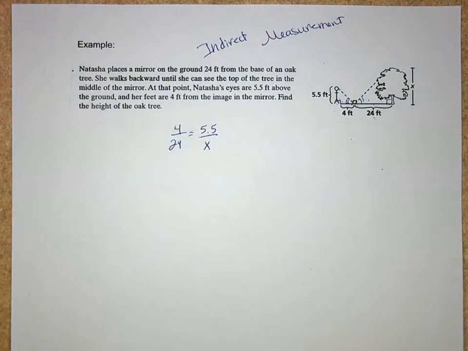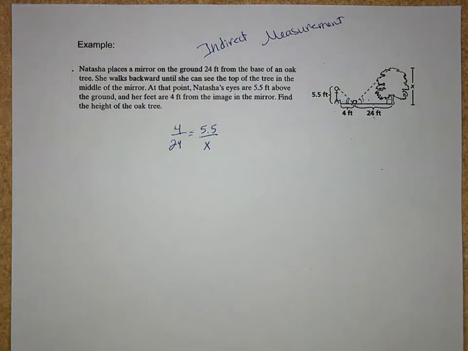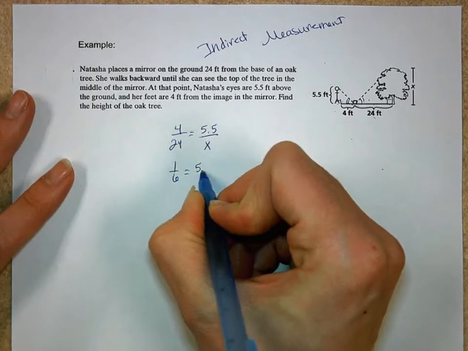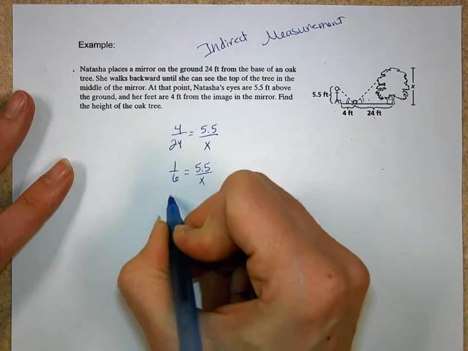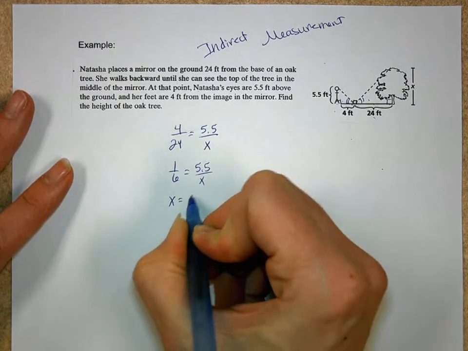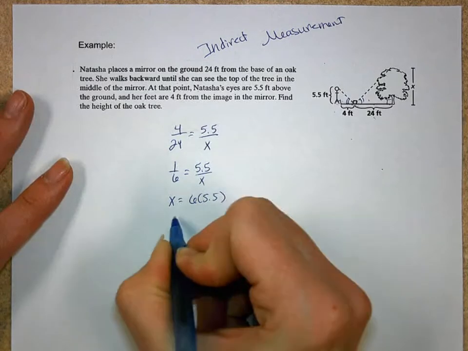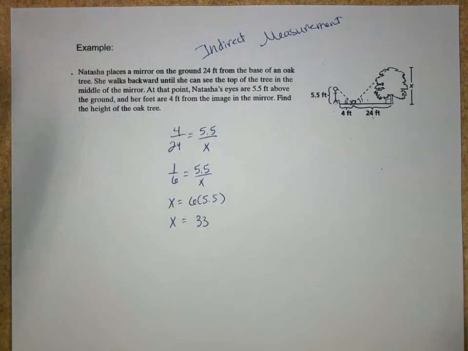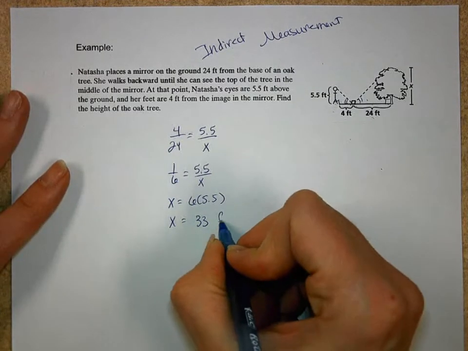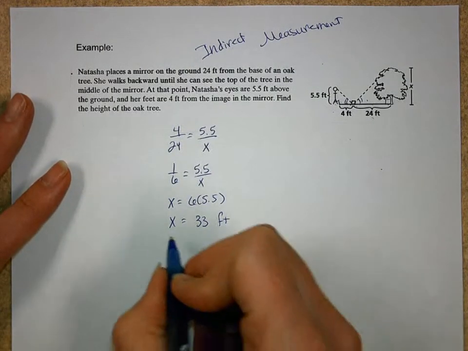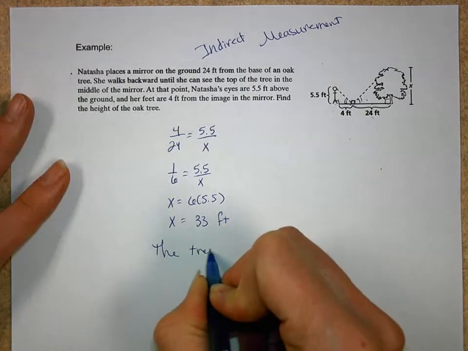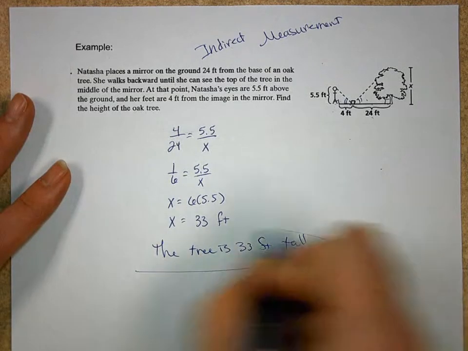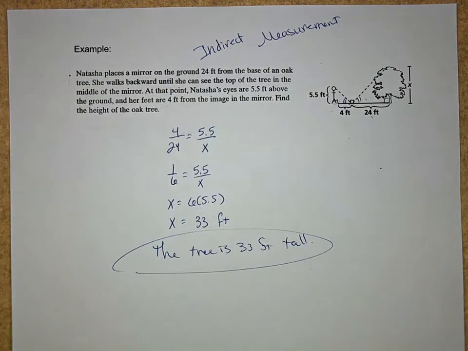Well, then I'm going to go ahead and cross multiply with these. Okay? So first, I reduce. 5.5 is to x. So then I can go 1 times x is x, and 6 times 5.5. Well, x is going to end up being 33. Now what's that going to be labeled in? 33 feet. Very good. So the tree is 33 feet tall. And that's just a quick, easy example of indirect measurement using similarity.